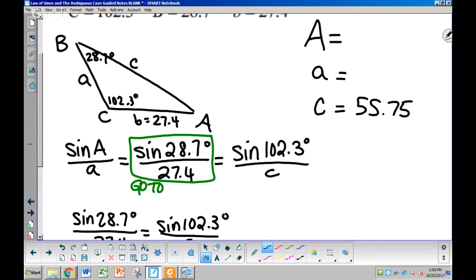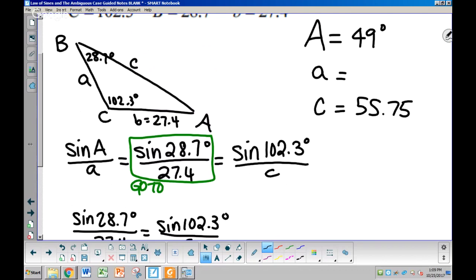All right, now, angle A is going to be really easy to find because I know the other two angles. It's going to be 180 minus 102.3 and 28.7, which is? 49? Yeah. Remember, I'm sick, so my hearing is down. So it's going to be an interesting day.